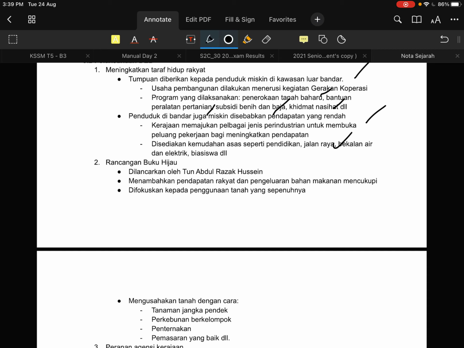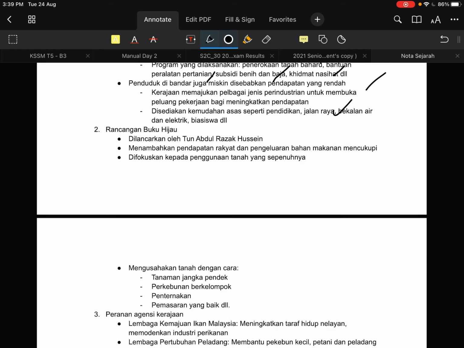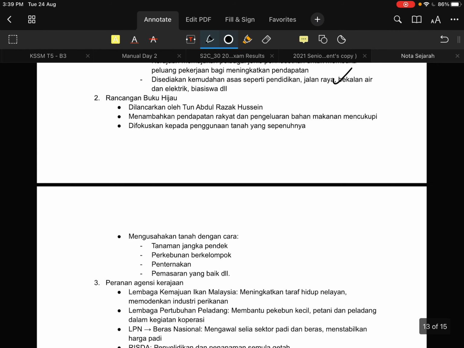Next is Rancangan Buku Hijau. Rancangan Buku Hijau was done by Tun Abdul Razak, and its main point was to increase the income of the people and to make sure that people get enough food. And it is mainly focused on the full utilization of land.